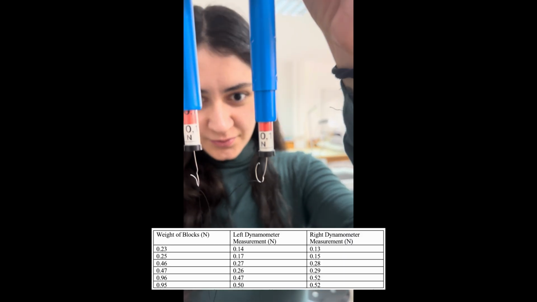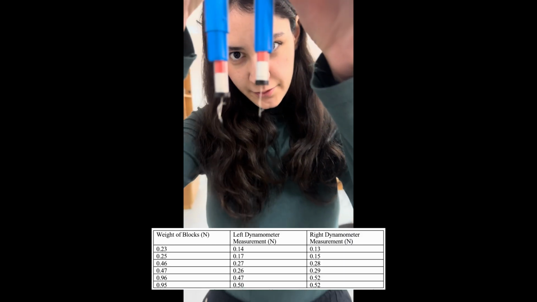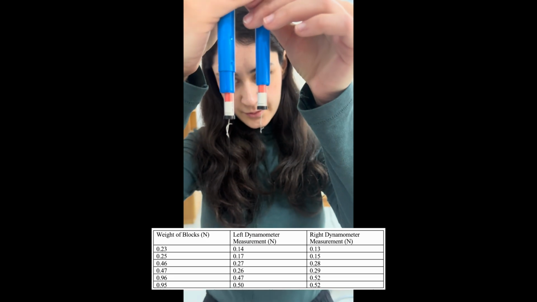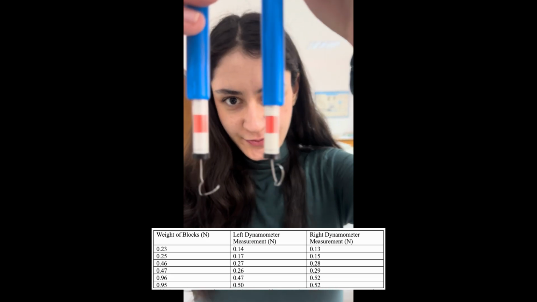After that, each object was connected to 2 separate dynamometers with strings, and the tension forces on the left and right sides were measured and recorded.